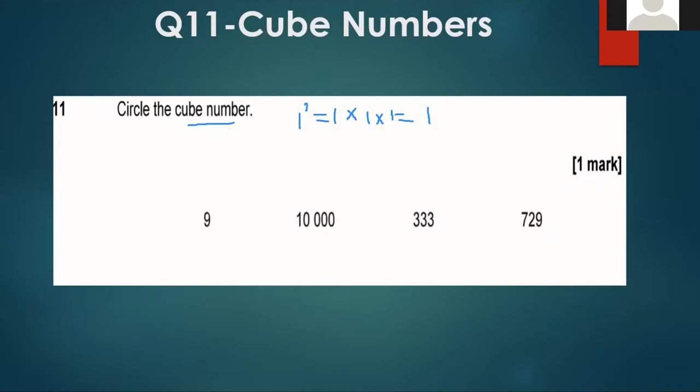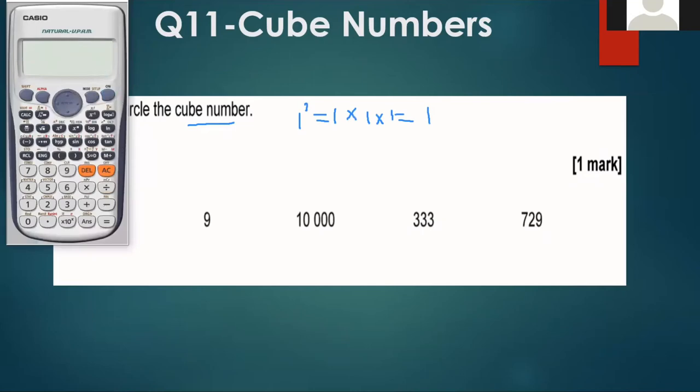So getting my calculator out, guys. What I'm going to do is work out the cube root. So it's going to be shift, and then I'm going to press the root button. Okay, so the cube root of 9, guys, does it give us a whole number? Okay, so no, it's a decimal answer. So it can't be that option.